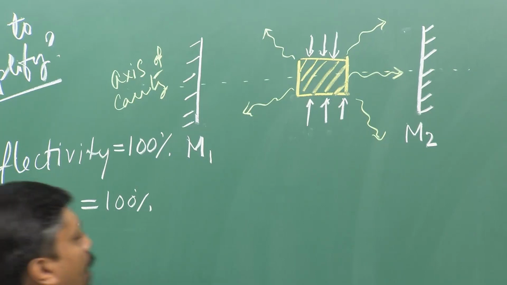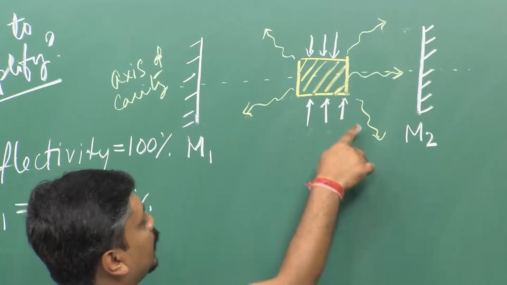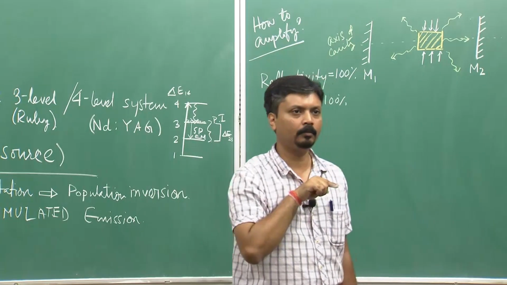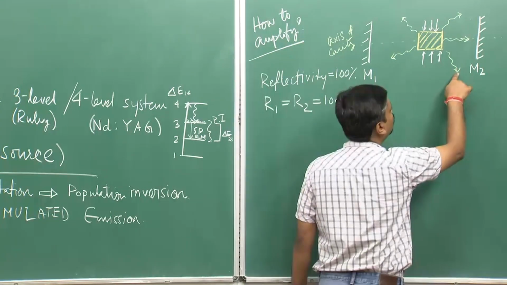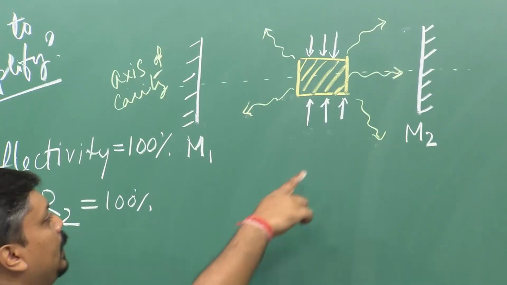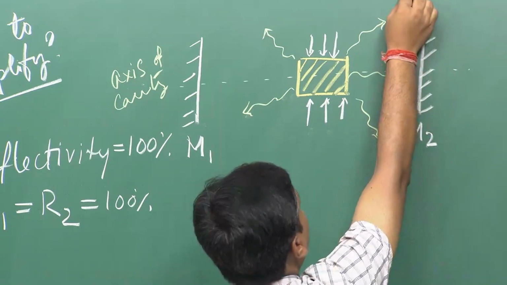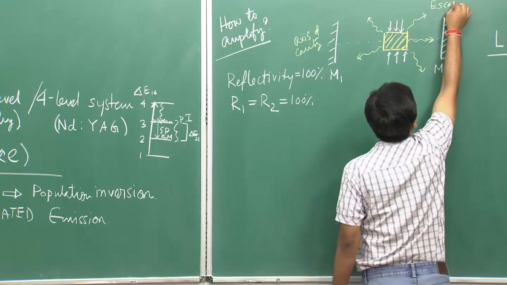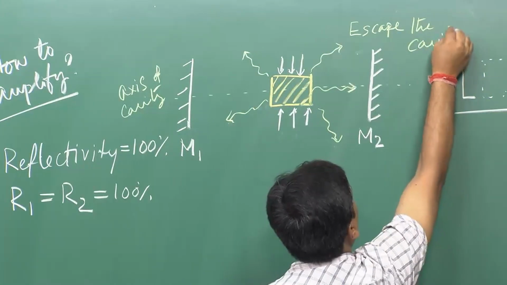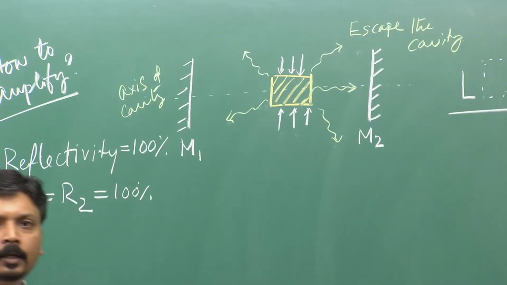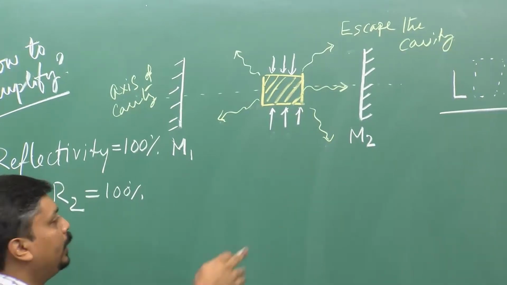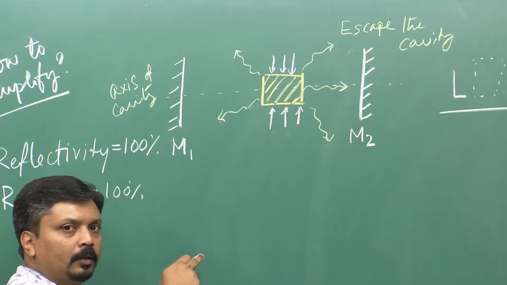So, what will happen now? These photons which are going in a direction other than the axial direction will not hit the mirror and return, rather they will escape. So, this photon will escape the cavity. It is very easy to understand. So, they are not falling on the mirror. Even if they fall on the mirror, they will again go out, right.